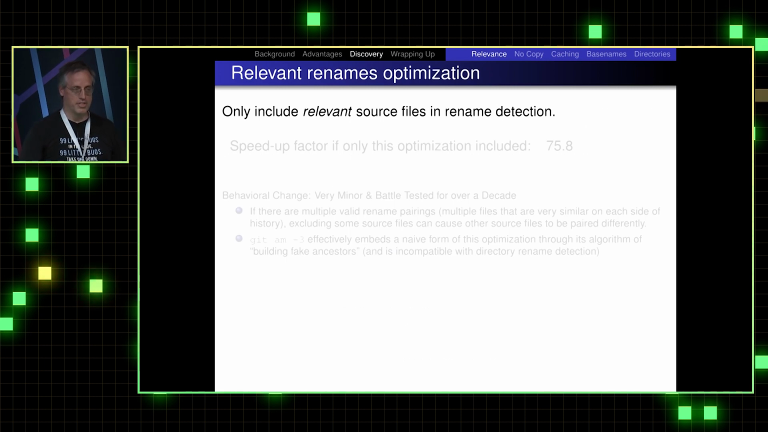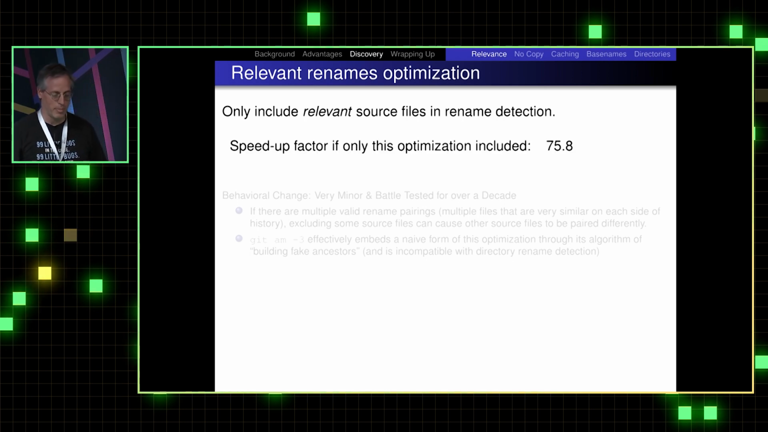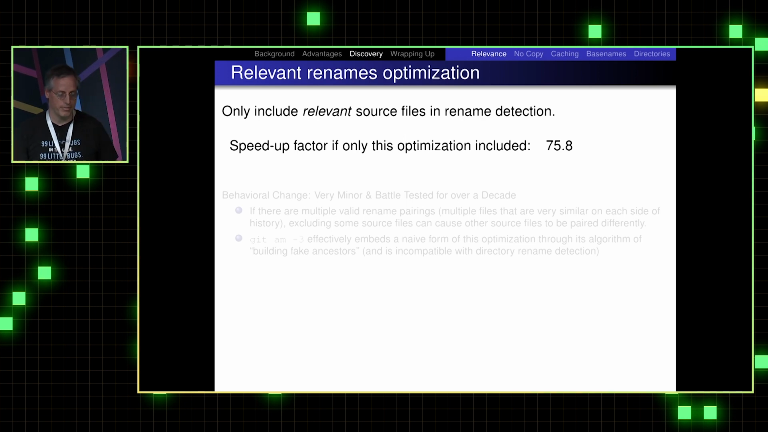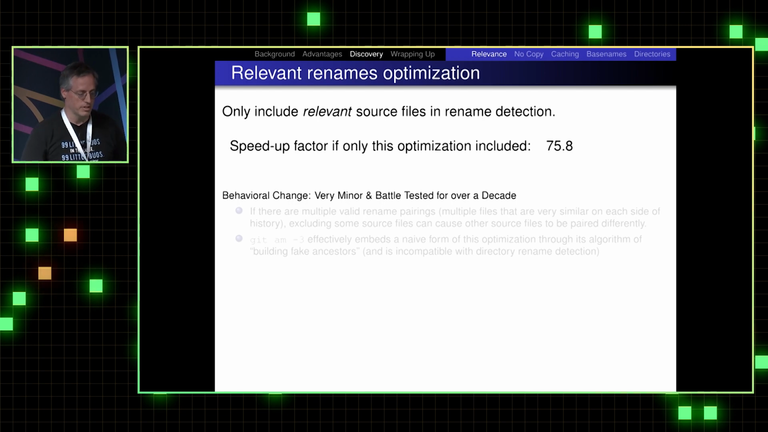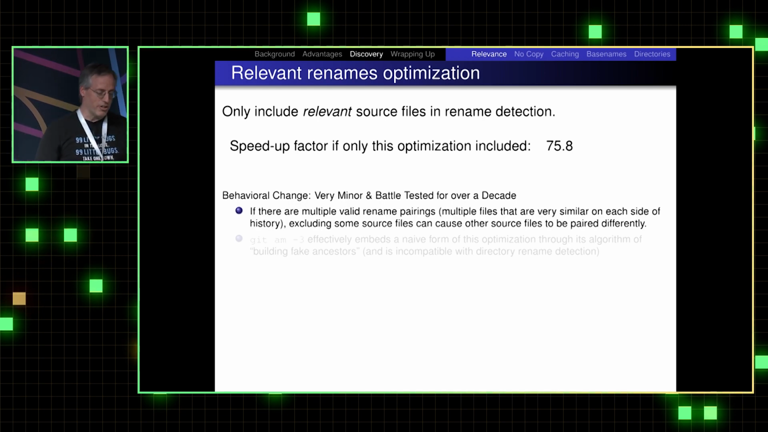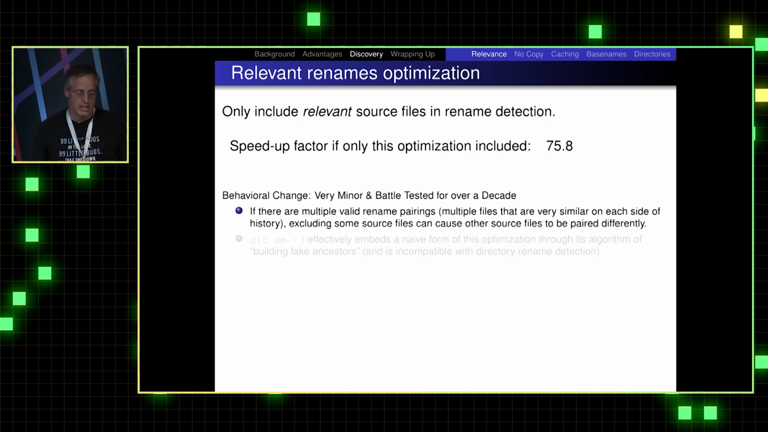If you implement this optimization, just this one and not all the other ones that I had involved, it sped up those 3 particular test cases I was looking at by a factor of just over 75. Turns out that this also has a behavioral change as well, but it's something that's really well battle tested in Git itself. In particular, this behavioral change is that if there's multiple valid rename pairings, meaning you have multiple files that are very similar in each commit, then excluding some of those source files can cause the other files to be paired differently than they otherwise would have been.